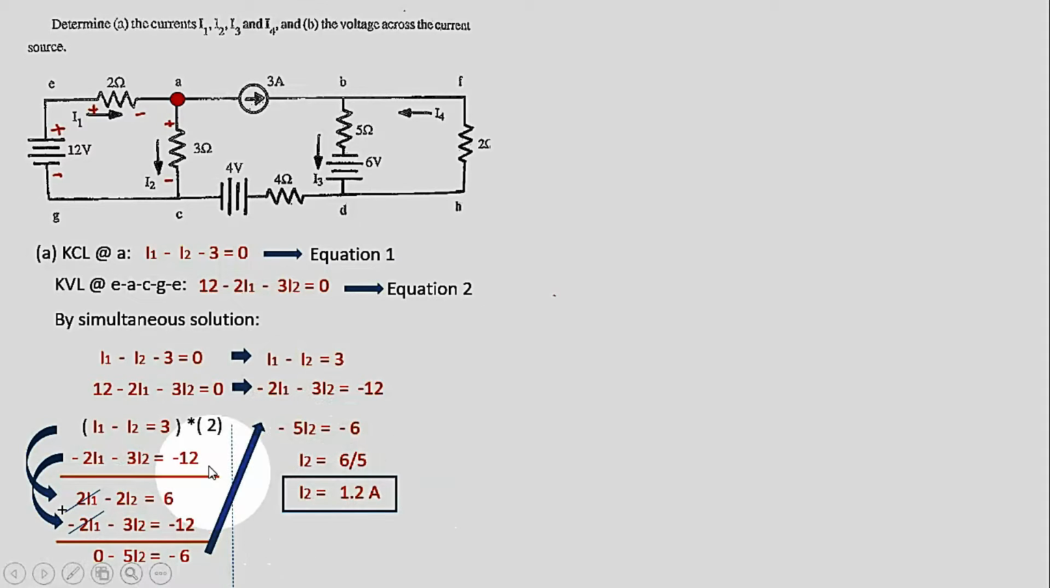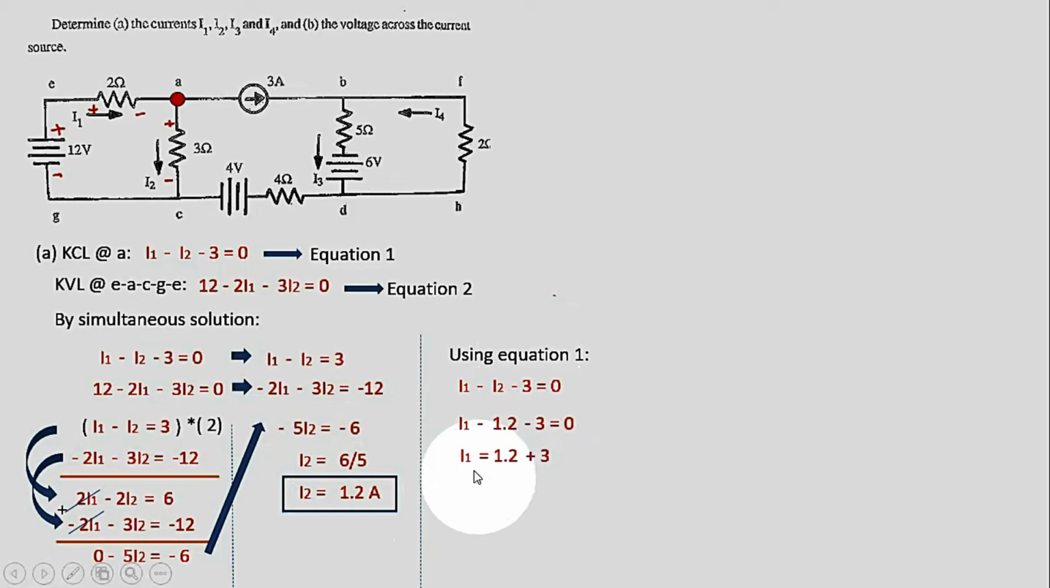To solve for I sub 1, we can use either equation 1 or equation 2. I will be using equation 1 here. So equation 1 is I1 minus I2 minus 3 equals 0. I'll substitute I sub 2 here, which is 1.2. Then you know that negative 1.2 minus 3 is negative 4.2, and you place it on the right side. So you have I sub 1 is 4.2 ampere. So this will be our I sub 1. So we already have the values for I1 and I2.